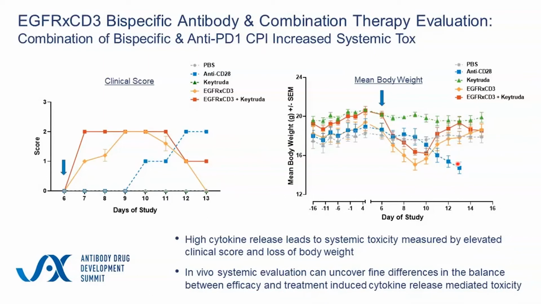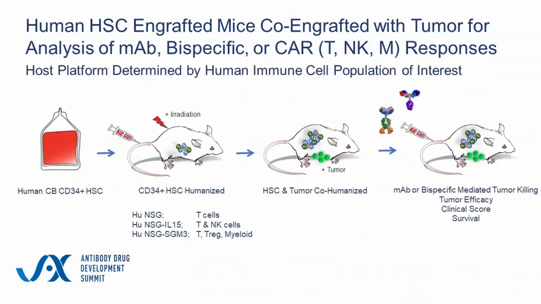So there's a lot of information that can be gained from this model if you really include clinical scores, body weight, cytokine release, and tumor efficacy. Let's go on now and talk a little bit more about hematopoietic reconstitution with cord blood-derived hematopoietic stem cells and putting them into these different models.